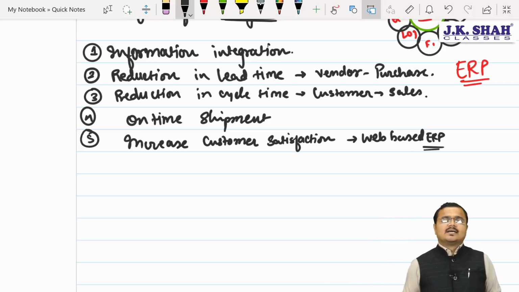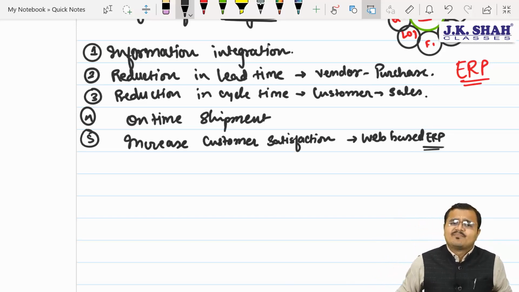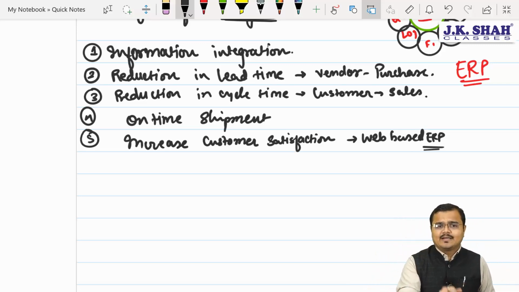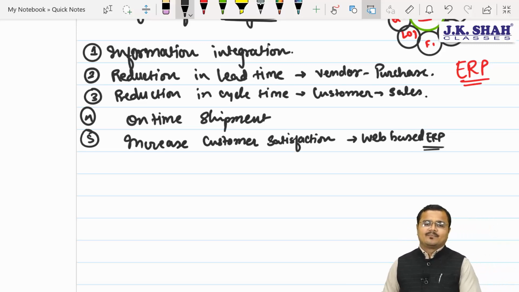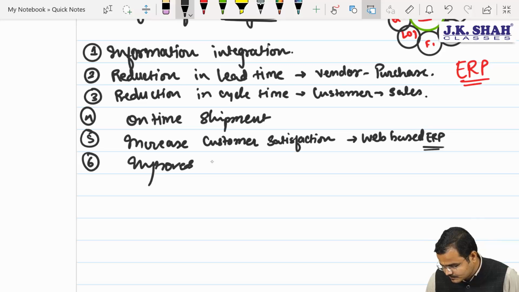So number 1, it's information integration. Number 2, reduction in lead time. Number 3, reduction in cycle time. Number 4, on-time shipment. Number 5, increases customer satisfaction. Correct? Yes, sir. Number 6, a very, very interesting one: it improves decision making.